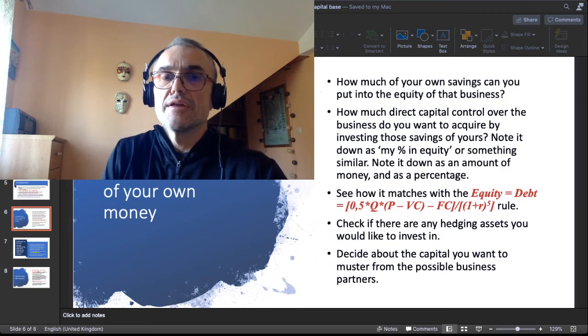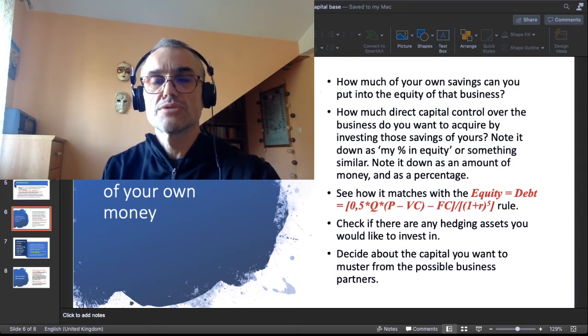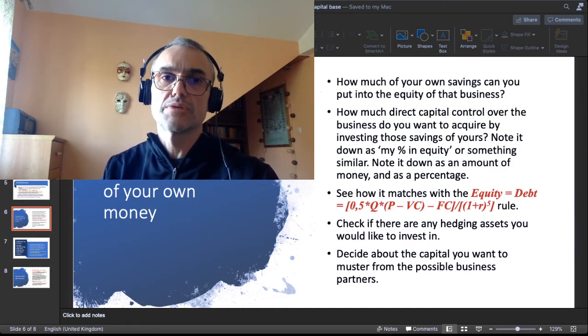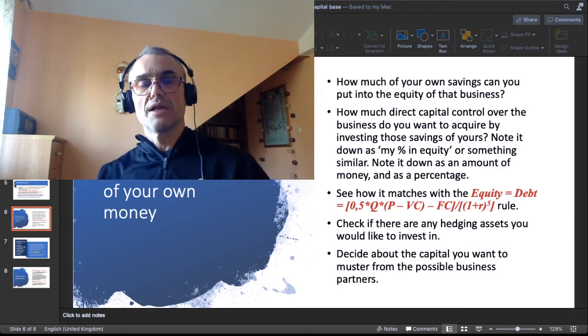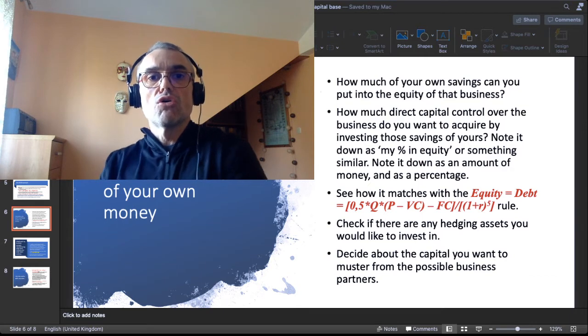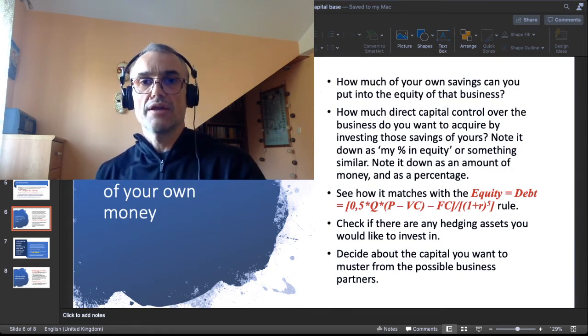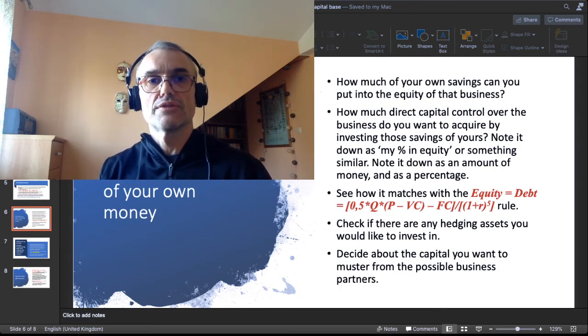Okay? Now, the next question is how much capital control over the business you want to acquire by investing those savings. Because essentially, the greater percentage of equity you have in a business, the more decisional power you have. So here is that subtle balance. You can invest more and have more decisional power and risk more, or you can invest less and then have less decisional power. So do those private intuitive maths for you.